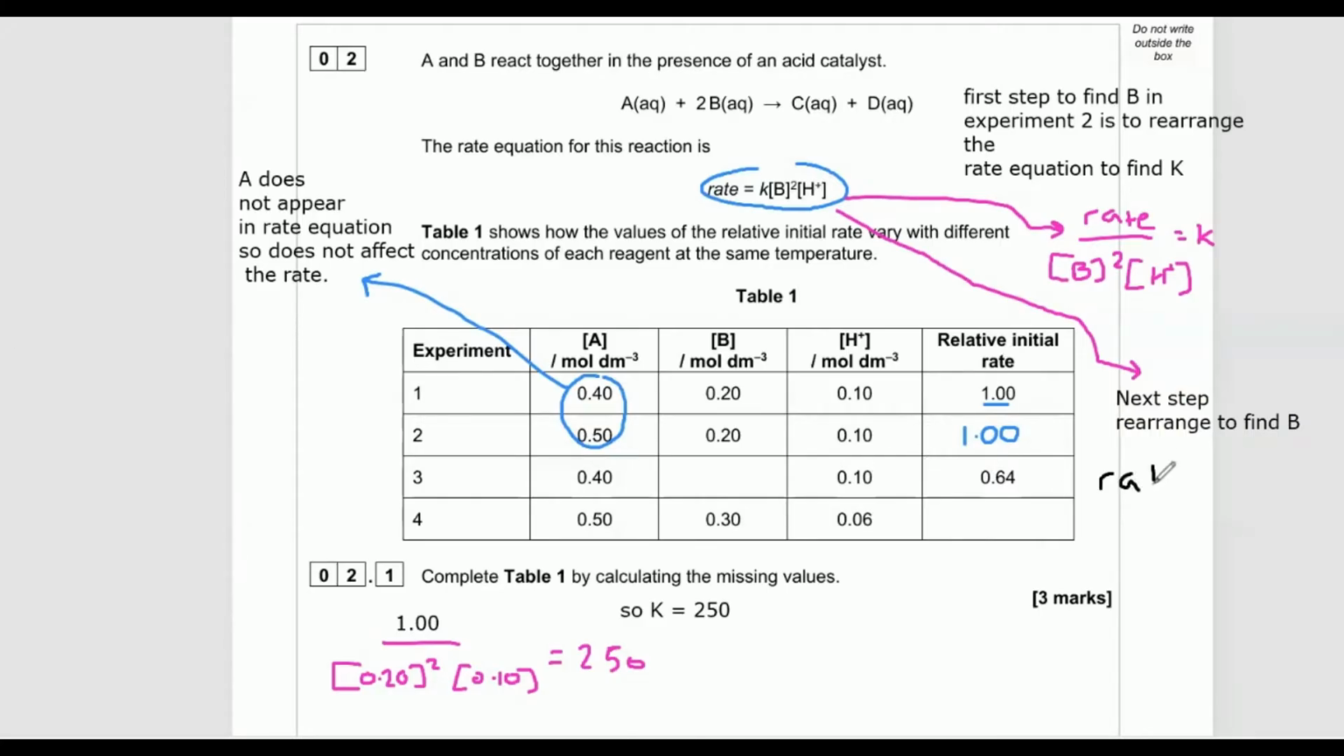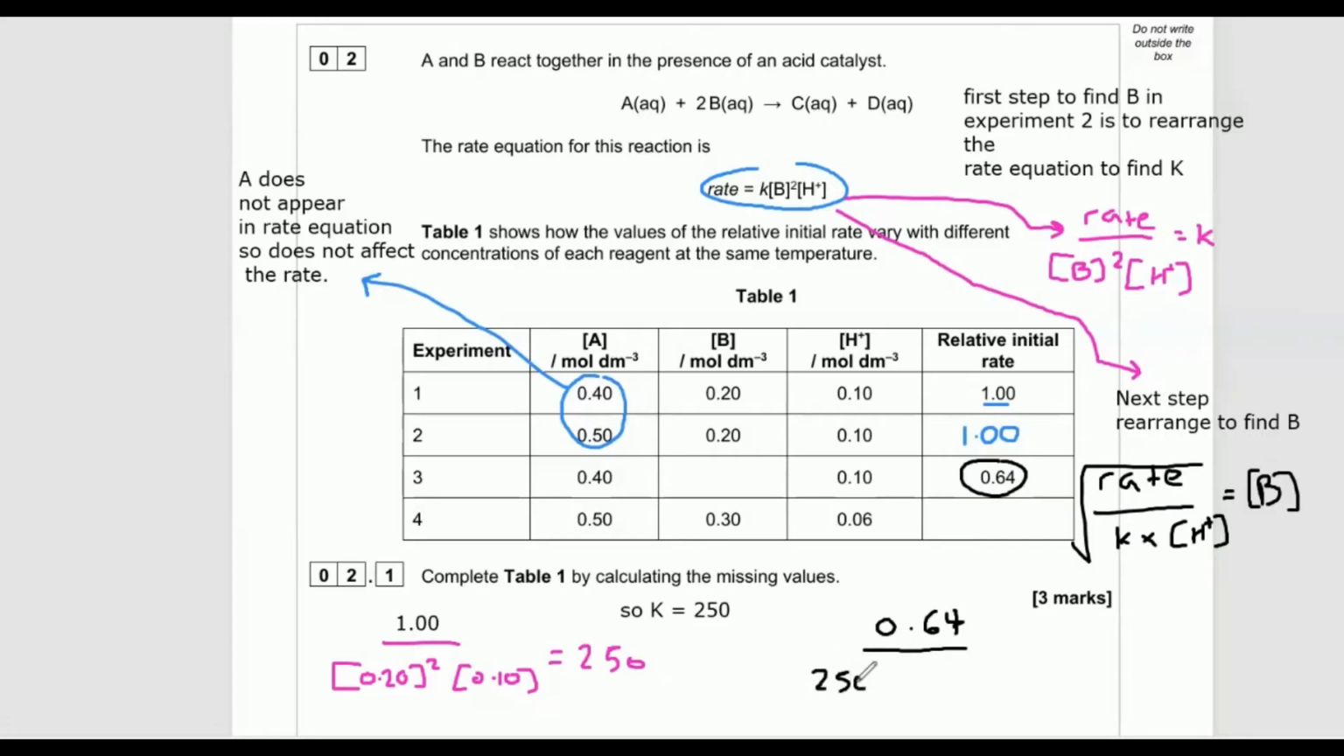So rearrange the rate equation to find B. We're going to do rate over K times the hydrogen ion concentration, and that is going to give us B squared. However, we want to square root both sides to get rid of the square, and then we'll find B. So we want the square root of the rate over K times H.